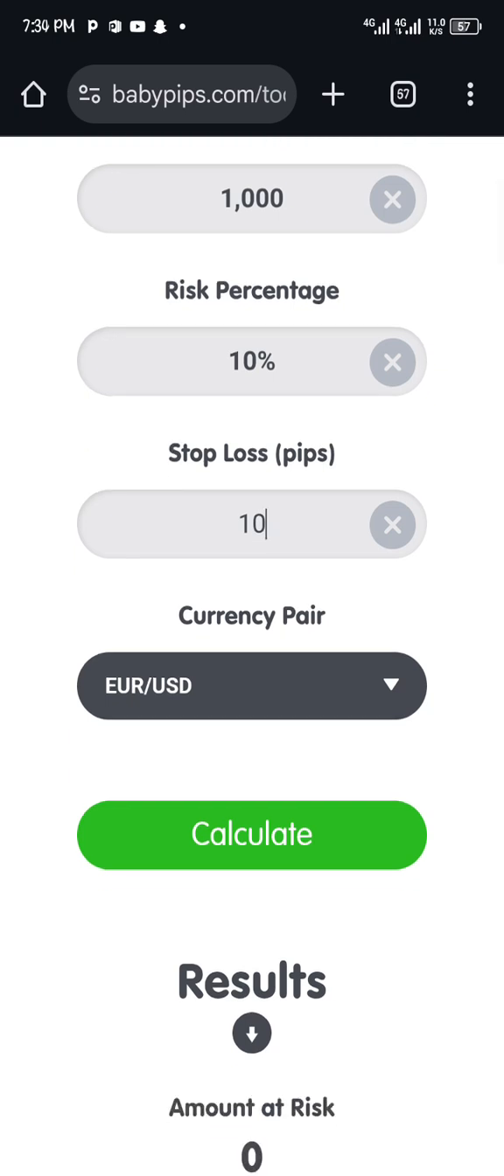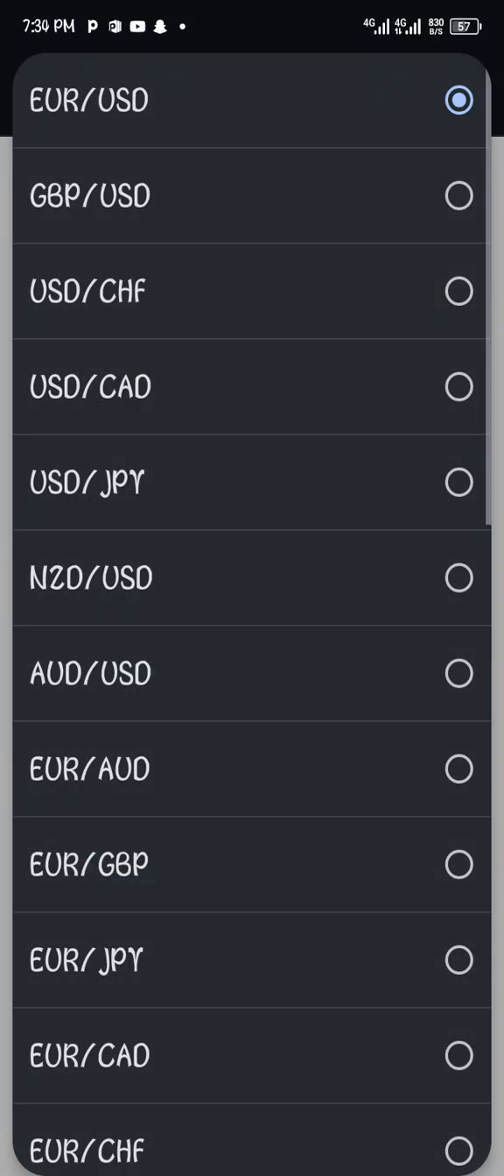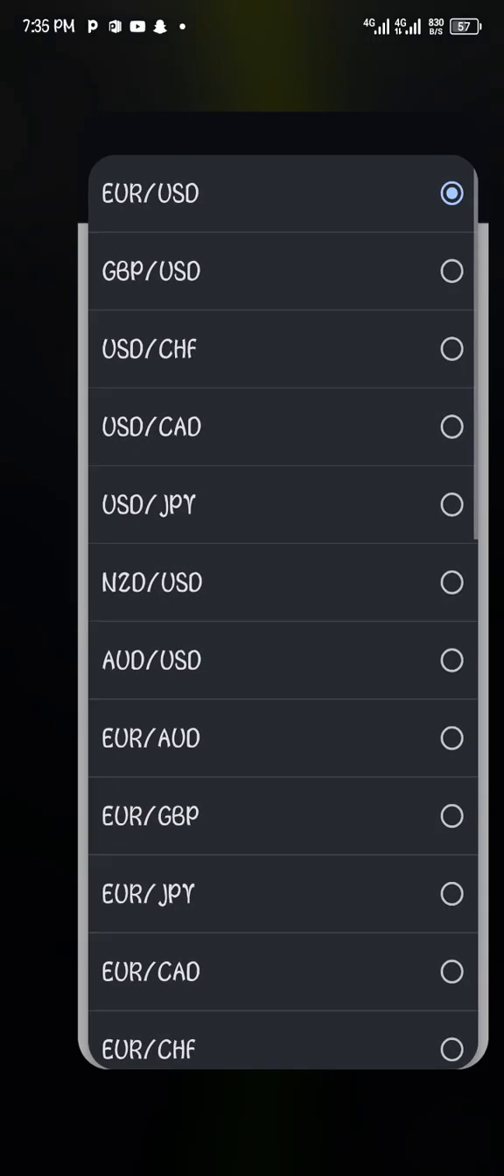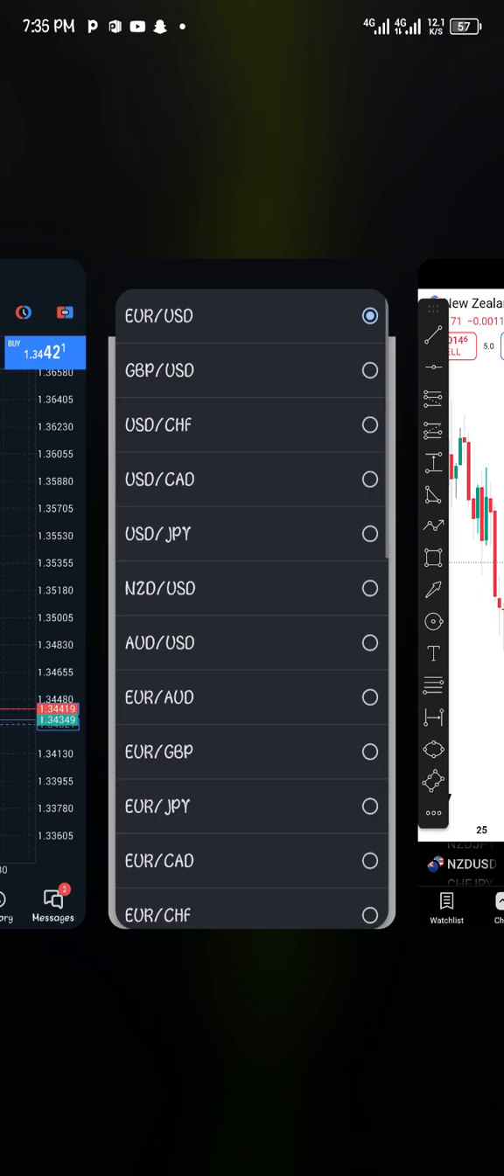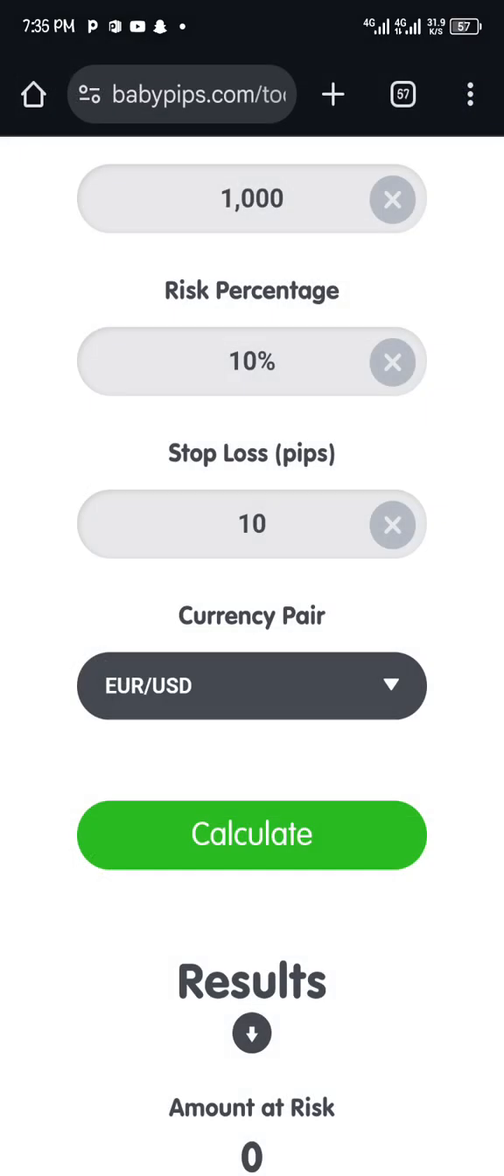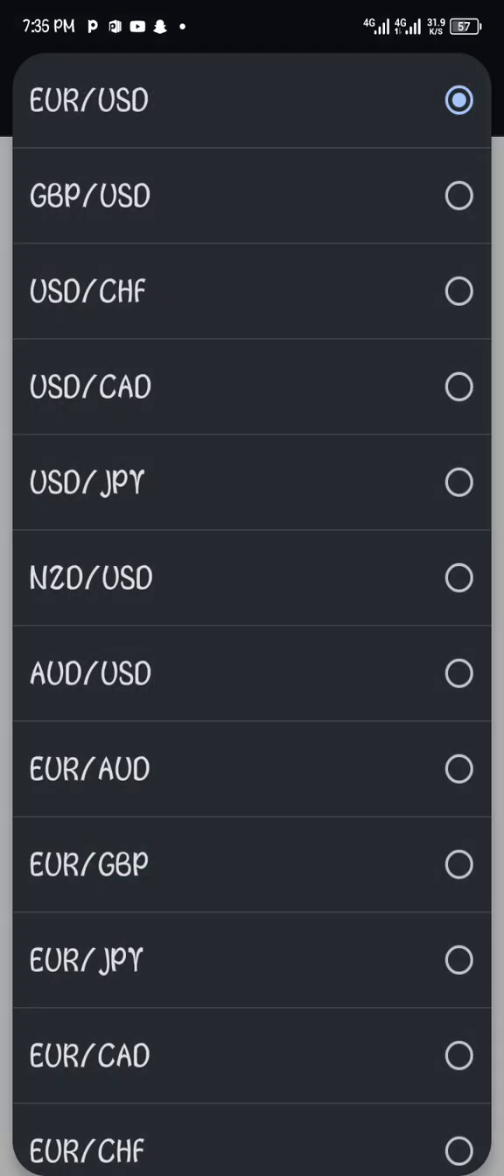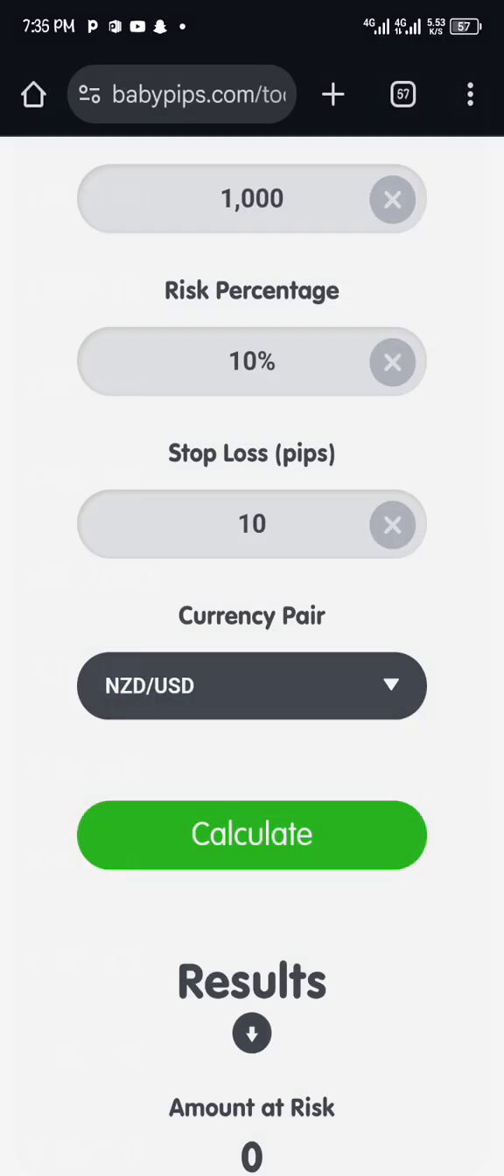Now you select the currency pair. The currency pair we have there is NZD USD. You can see it below here, NZD USD, which is the New Zealand dollar. You select it, NZD USD. So where is NZD? You can see NZD USD. Click on it, then you click on calculate.